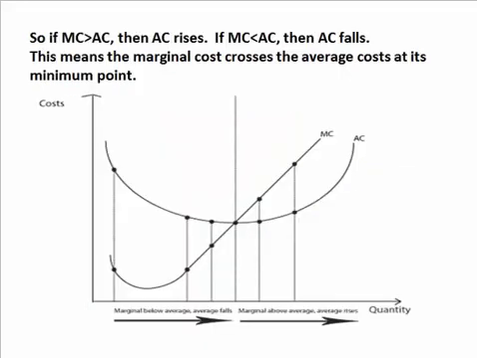So then, if marginal cost is greater than average cost, average cost rises. If marginal cost is less than average cost, then average cost falls. So this means that marginal cost crosses the average cost at its minimum point, and that's the unique symbol of this market form we're about to talk about in a moment. You must always remember that the marginal cost cuts through the average cost at its minimum point.